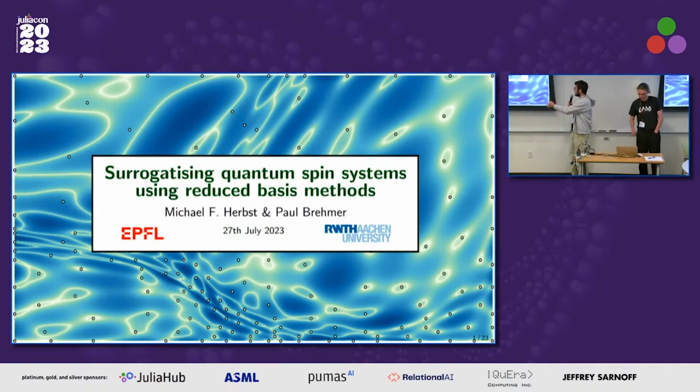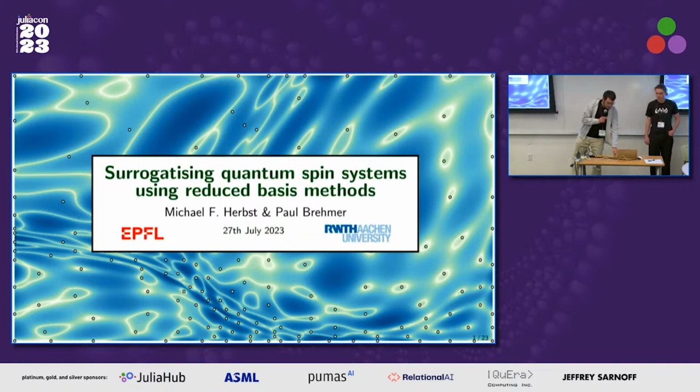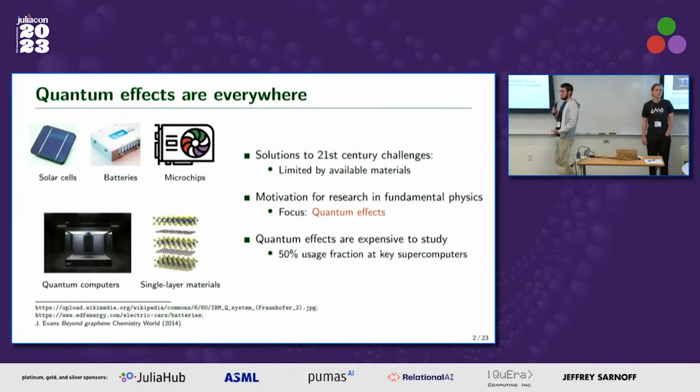All right, so we're going to talk about surrogatizing quantum spin systems, in particular using reduced basis methods. I will explain what both of these things are. But before we go into the details, even though we have a pretty wide audience, it would be quite nice to give a little bit of general motivation for quantum. So why do we care about quantum effects?